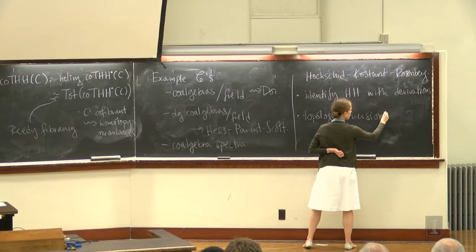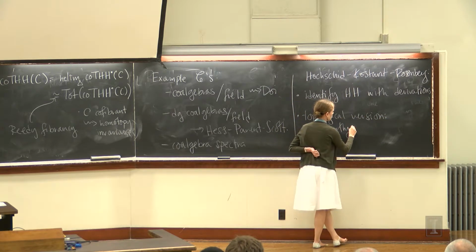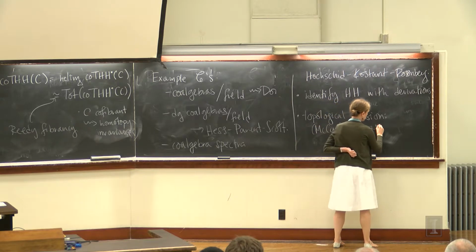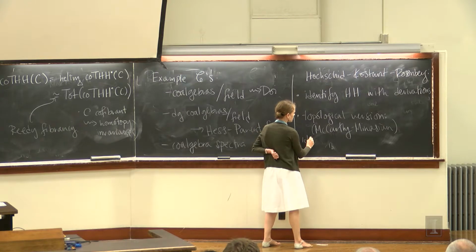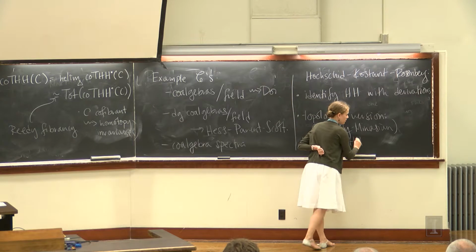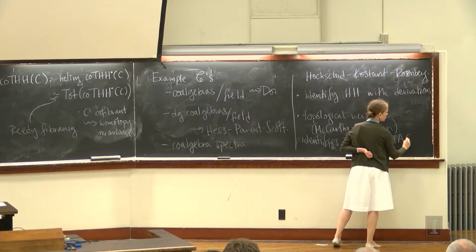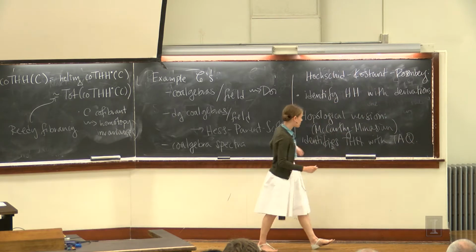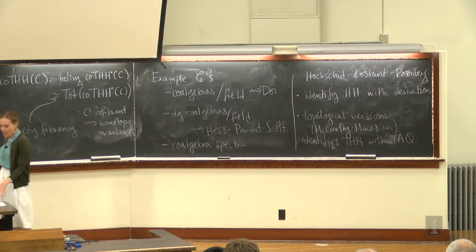The topological version is due to McCarthy and Manasian. And the topological version identifies THH of an algebra spectrum with topological Andre-Quillin homology. So this is the topological analog of the HKR theorem. And I'm not going to prove the dual HKR theorem today, but what I'd like to do is, if we think about, actually in both of these cases, how does the proof go?